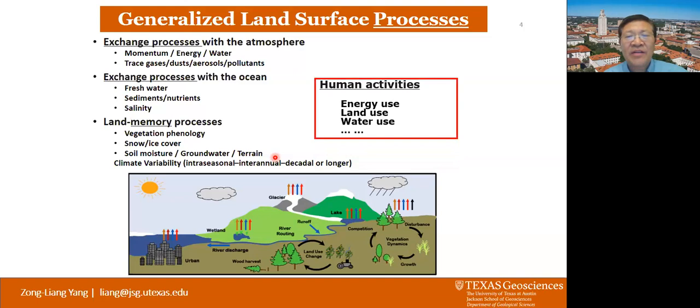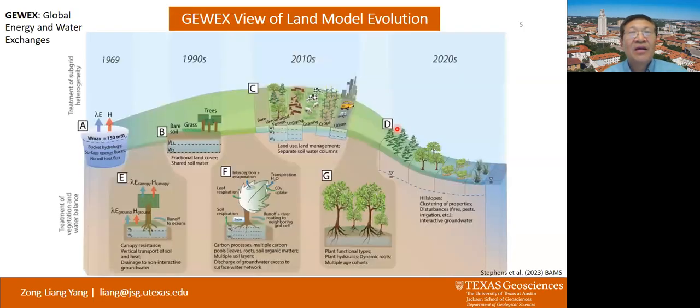Also, human activities take place on land: the land use, energy use, water use, you name it. There are so many patterns and activities going on. Humans are increasingly dominating the Earth's surface. The models that are used to represent those processes are called land surface models.